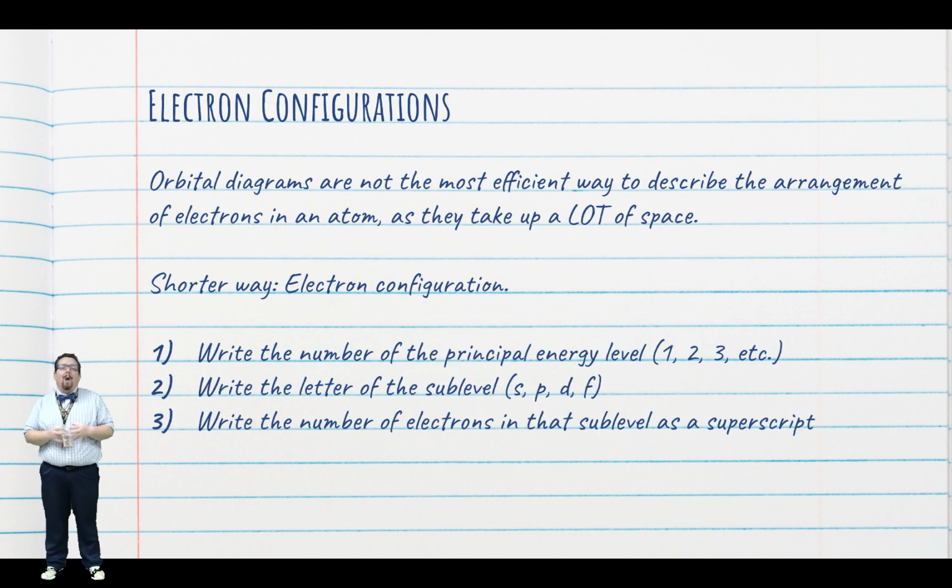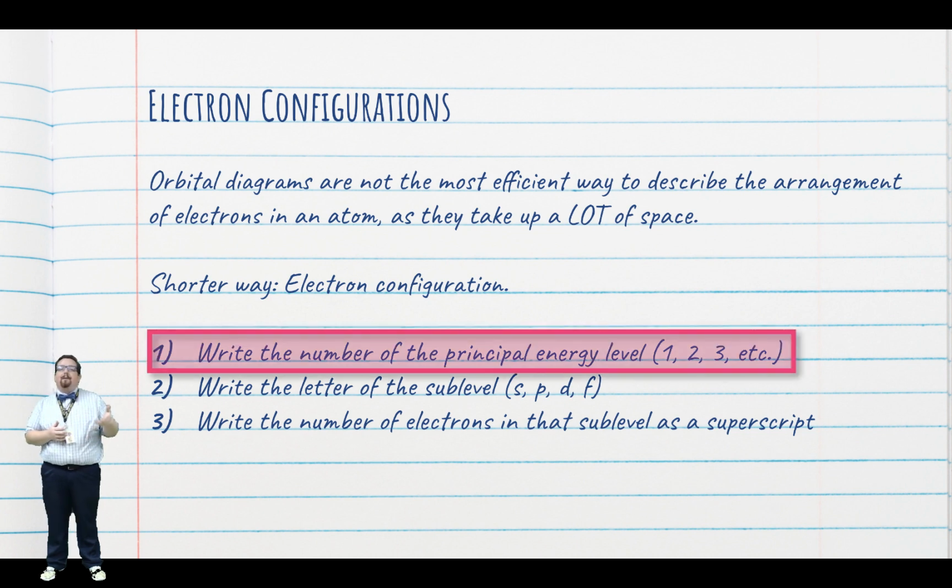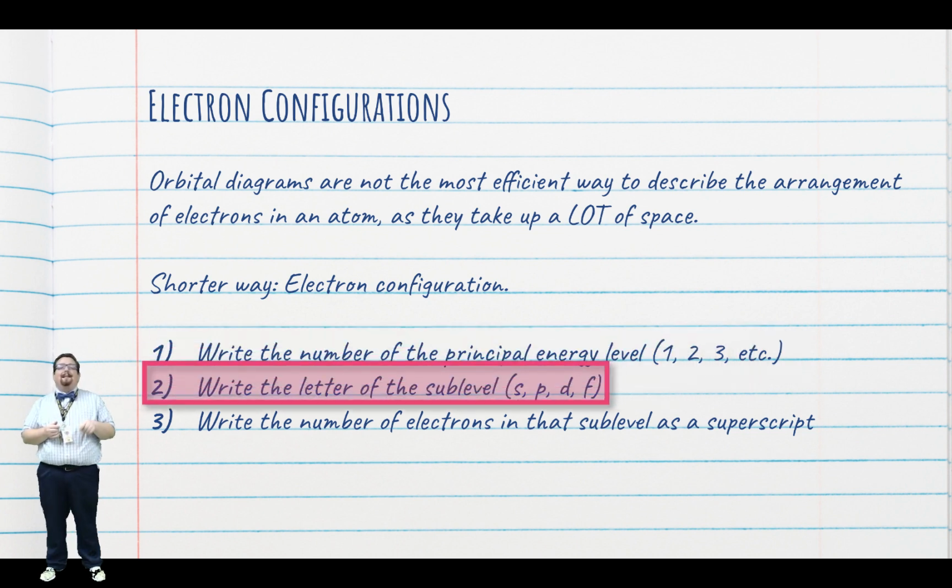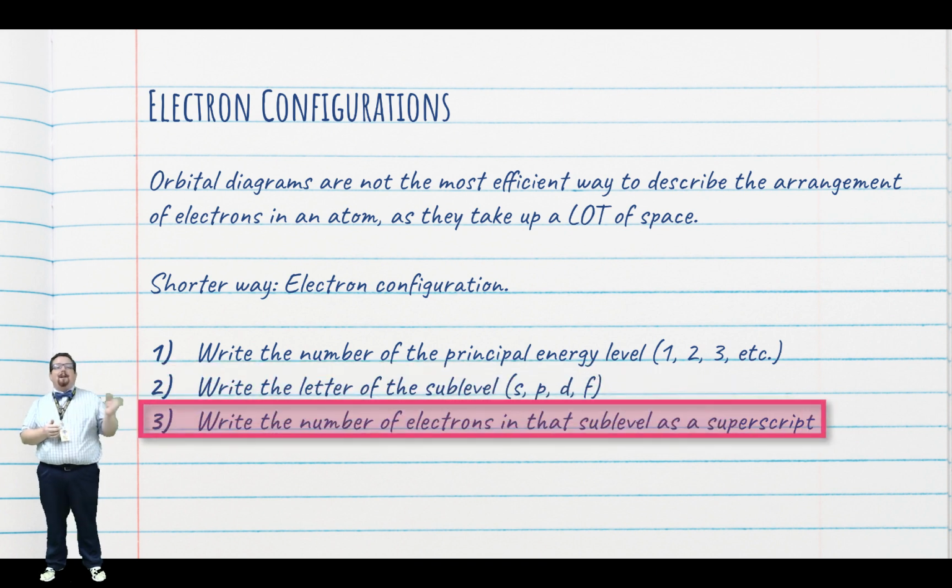Here's the problem though. Orbital diagrams are bulky and not a very efficient way to describe our electrons. They're nice to look at and help us understand how those electrons are paired or unpaired, but they're not very easy to write. A shorter way to describe our electrons is through electron configurations. We write down the principal energy level, so 1, 2, 3, etc., followed by its sub-level letter, which is s, p, d, or f, and then we put a superscript next to that sub-level letter that tells us how many electrons there are in that sub-level.